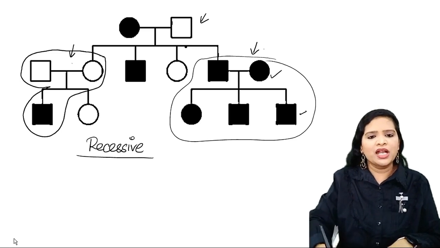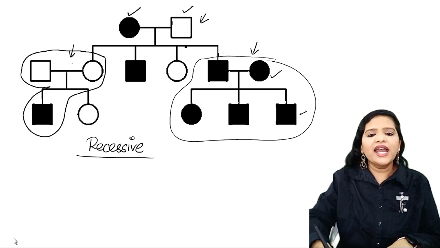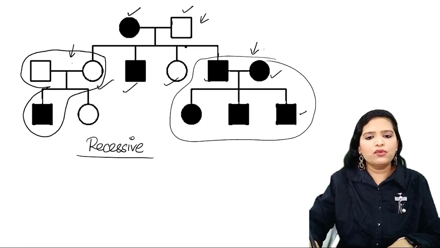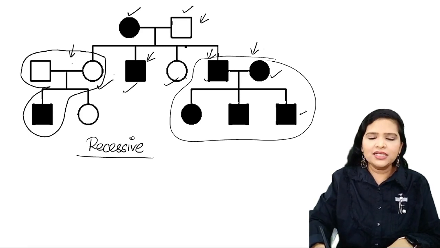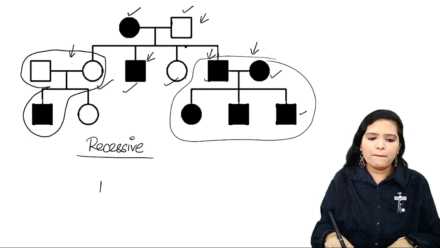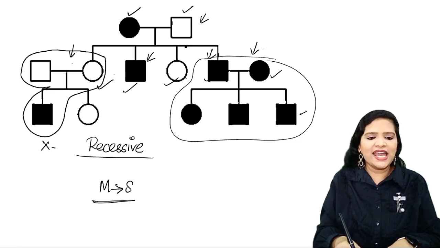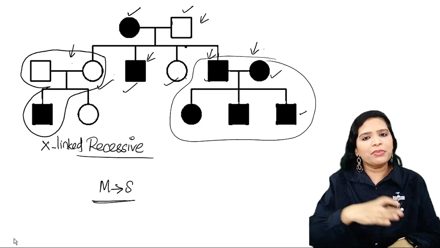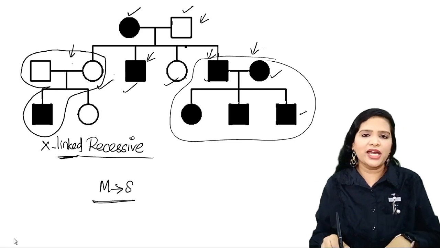Here you see, the mother is affected, the father is unaffected. They have 1, 2, 3, 4 kids, 2 boys and 2 girls. Both the boys are affected. So, from the mother, the gene goes to both the boys. Okay. So, mother to son. So, what type of inheritance? This is X-linked inheritance. From the mother, disease passes to all his sons. Okay. This is X-linked recessive type of inheritance.